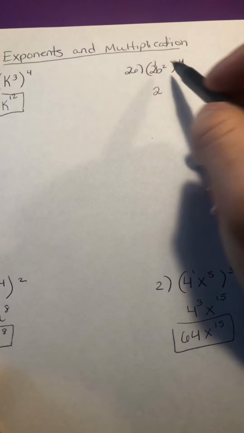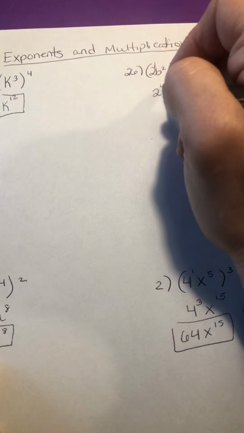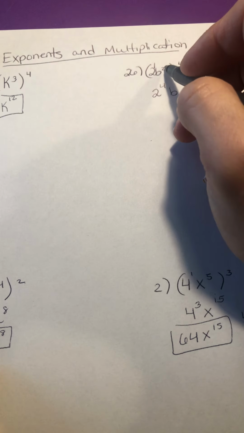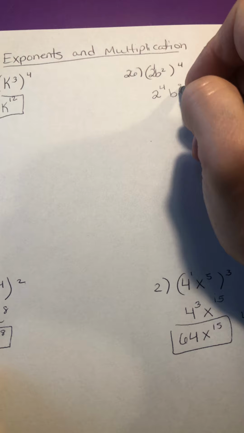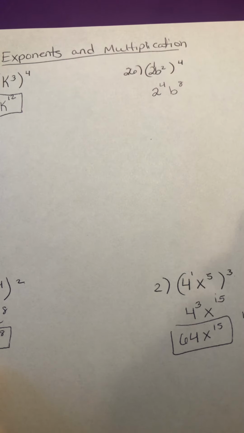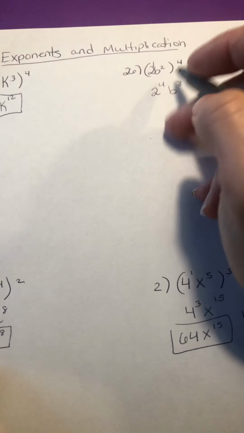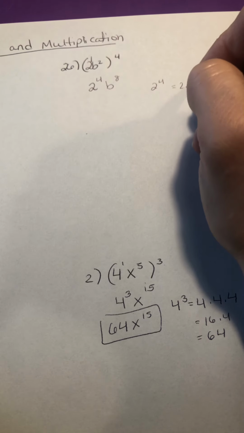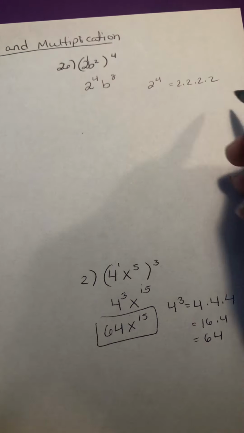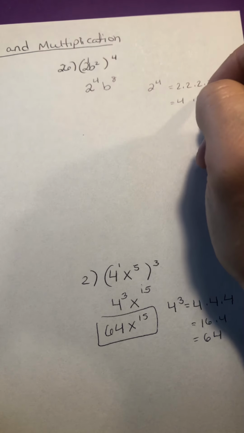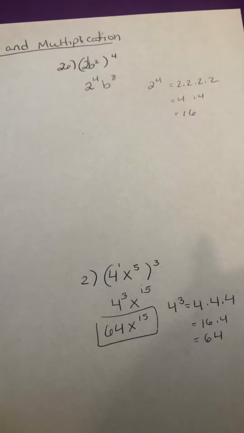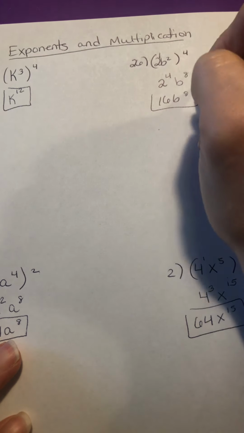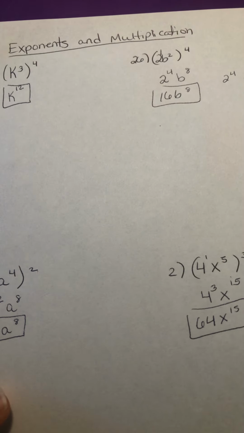We have 2, and then 1 times 4 is 4. And b squared, so b and then 2 times 4 is 8. And we can go one step further. 2 to the 4th is like saying 2 times 2 times 2 times 2, or 4 times 4, or 16. So we have 16b to the 8th power. And that's it.